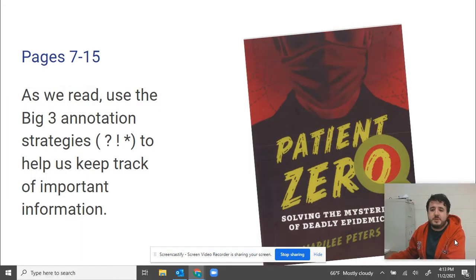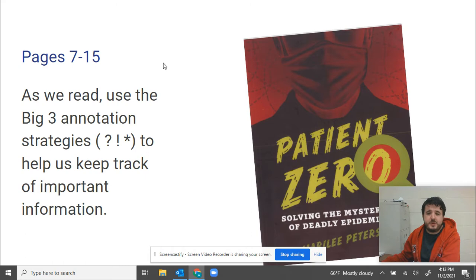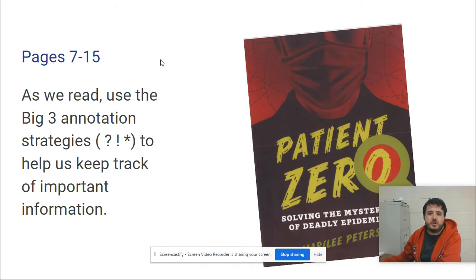So I'm going to ask you to read the first couple pages of Patient Zero, and you should use the big 3 annotation strategies to help you do that. That's what these pages here want you to do.